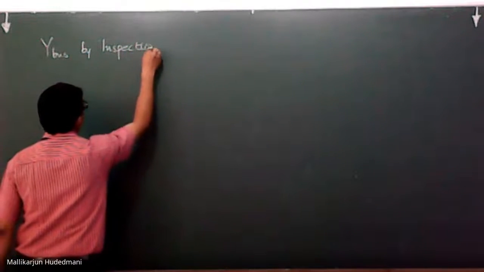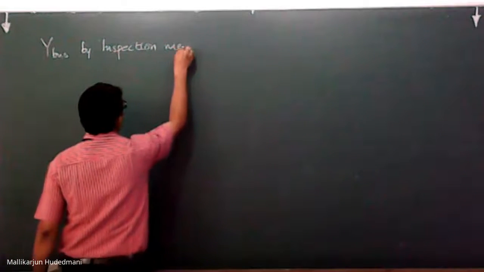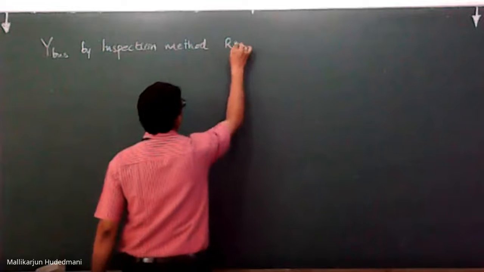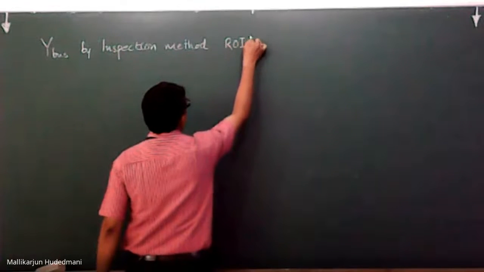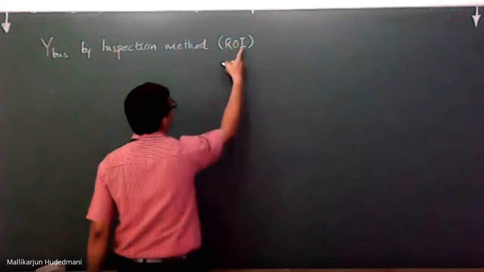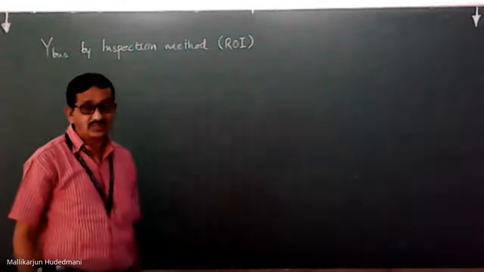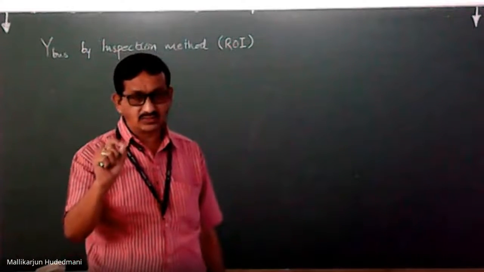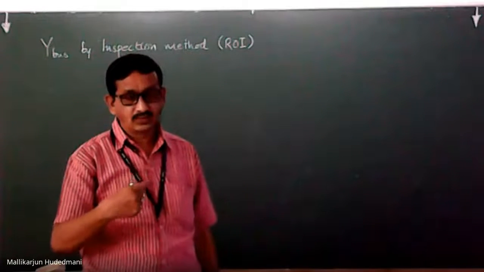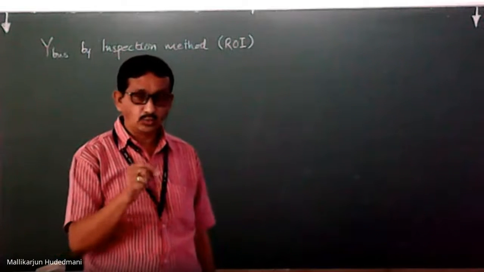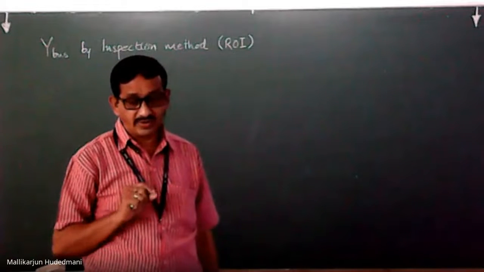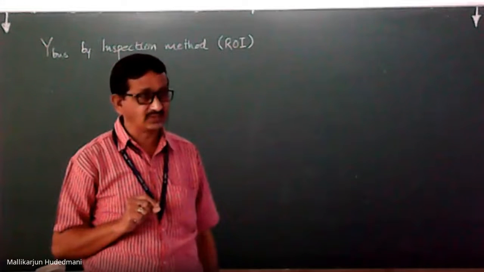Inspection method, also known as the rule of inspection. The rule of inspection was seen in yesterday's interaction. A very simple interaction was seen, and how to form the dimension and how to find the elements of individual rows and columns of a Y-bus was just witnessed by a simple example.